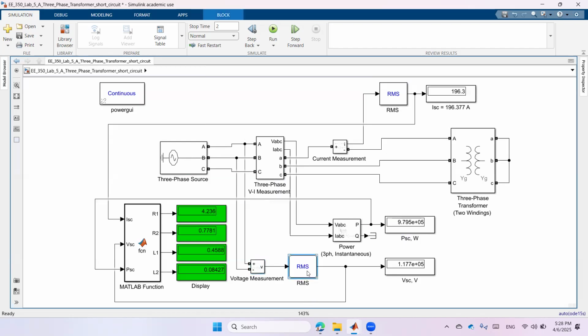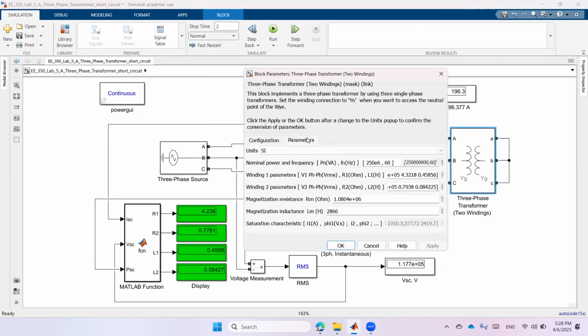Again, you need to connect an RMS block at 60 hertz and then a display to see that voltage. So that will be the short circuit voltage, that will be the short circuit power, and that will be the short circuit current. All these three values are required to calculate the parameters of the transformer.